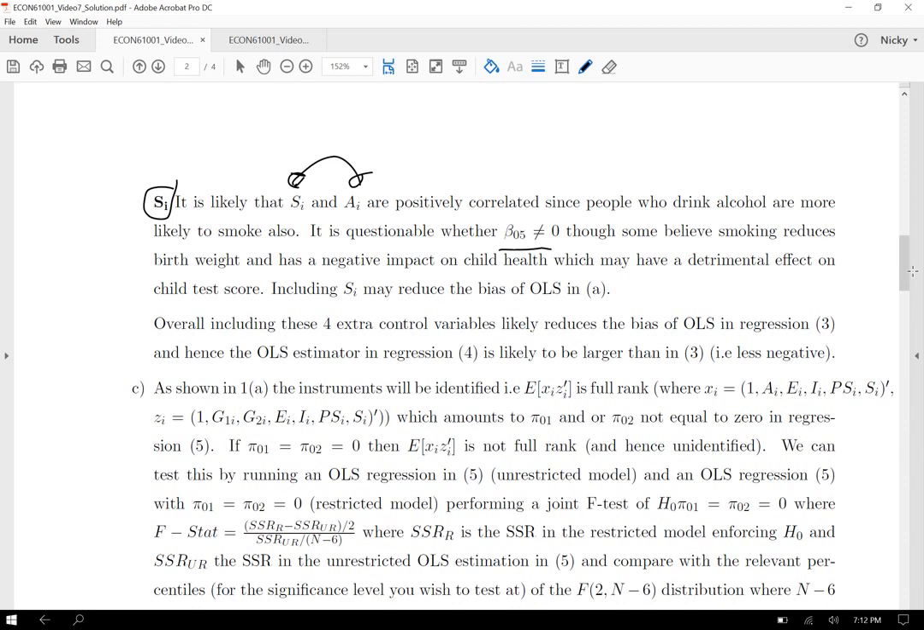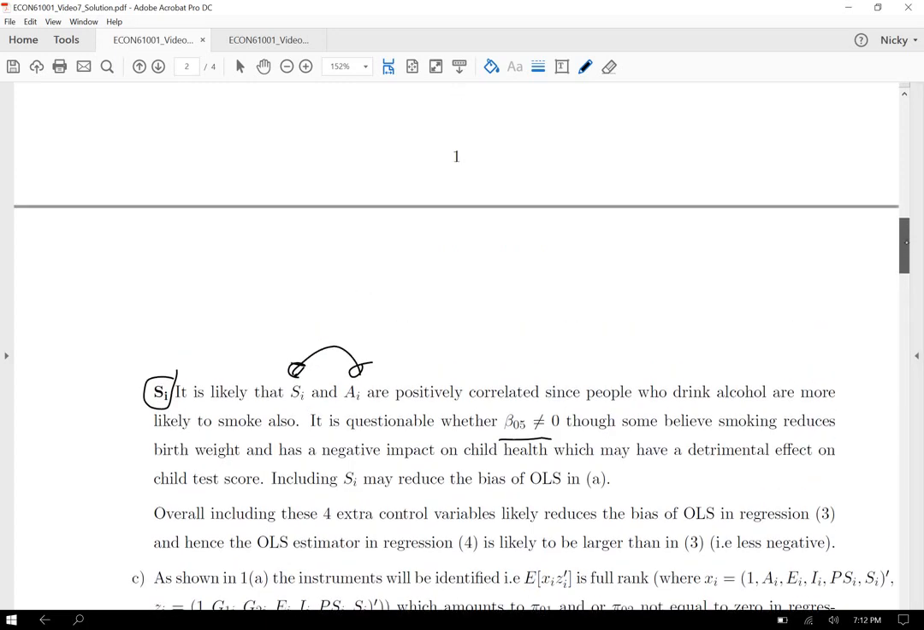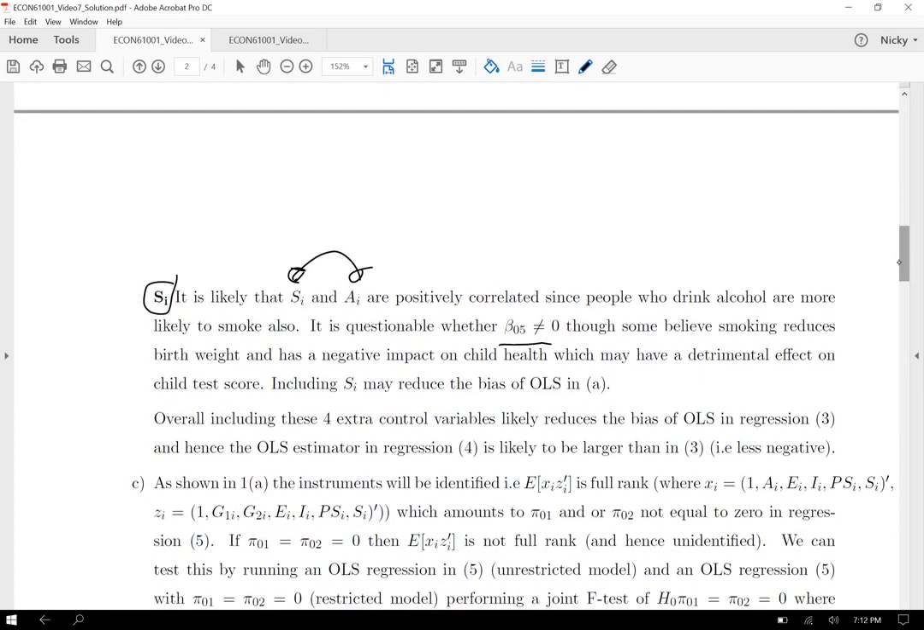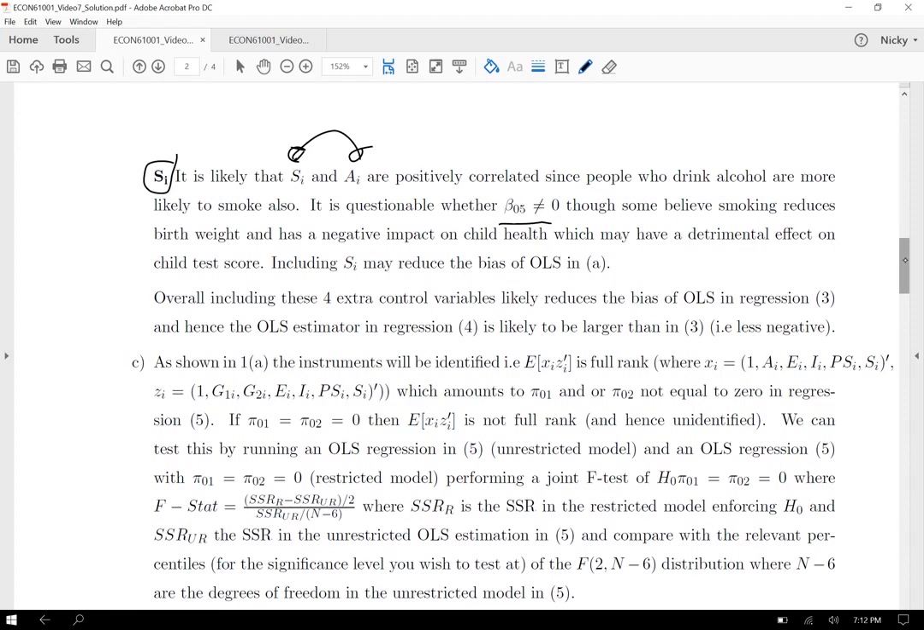And again, it's more that you have a decent argument. There's not always a right or wrong. It's more that you understand the ideas behind this, not that there's necessarily a right or wrong reason why including certain variables may do a certain thing. Okay, so this answers part B then.